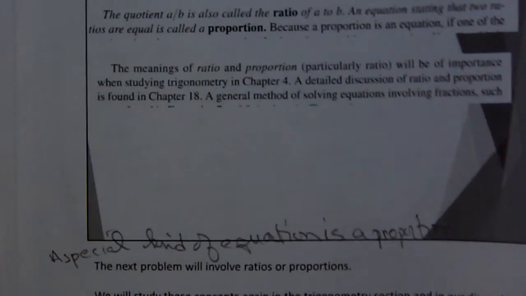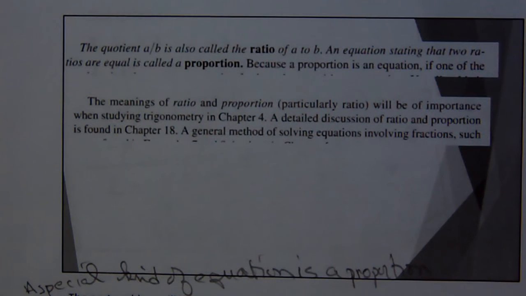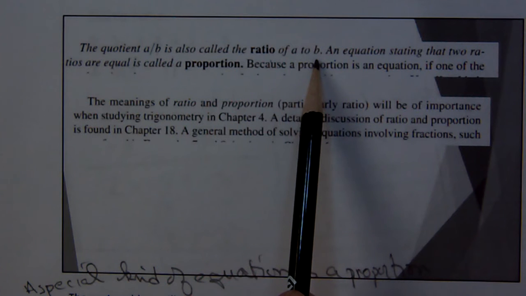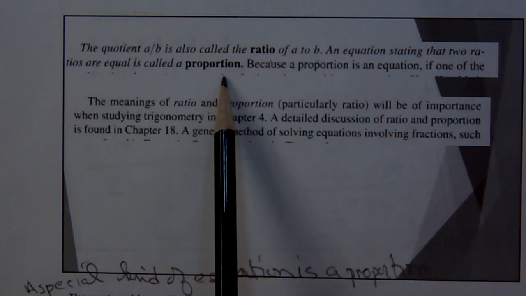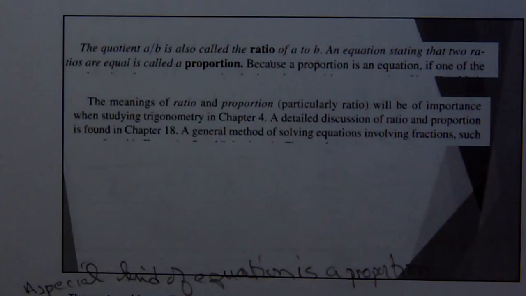Now, a special kind of equation is a proportion, and proportions involve a ratio. So the quotient a over b is also called a ratio of a to b. An equation stating that two ratios are equal is called a proportion. And we're going to discuss these more in the trigonometric section and also in chapter 18. But for now, we're going to solve one of these.